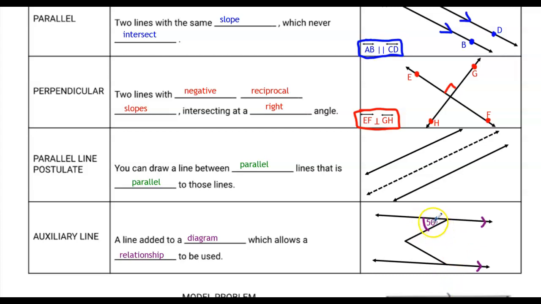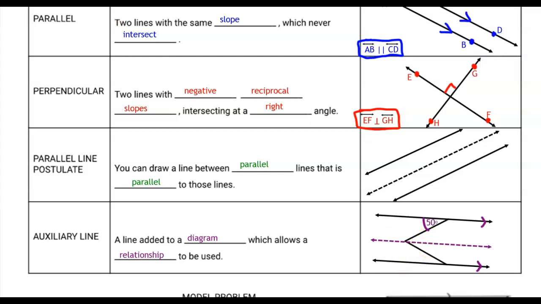Sometimes I can use an angle in a diagram to find other angles, but I can't really find that many other angles. I can find this angle over here, which is 130, but I can't find anything about this angle out here or this angle. However, if I draw in an auxiliary line, one that looks sort of like this, the auxiliary line is going to be parallel to the top and bottom lines.